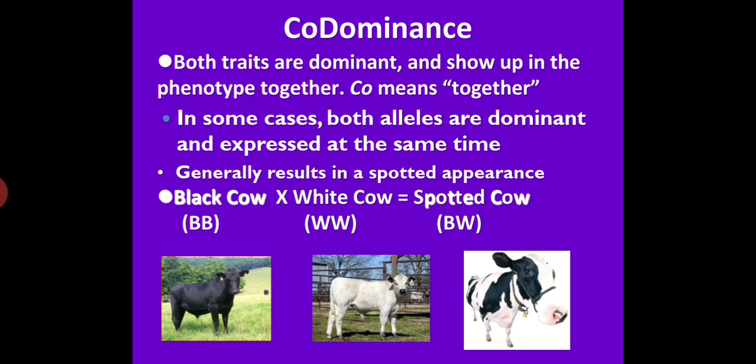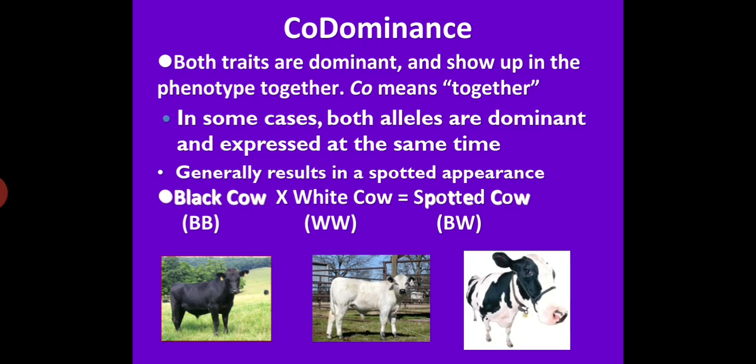Codominance. Both the traits are dominant and show up their phenotype together. Co means together. In some cases, both alleles are dominant and expressed at the same time. They are called codominant.